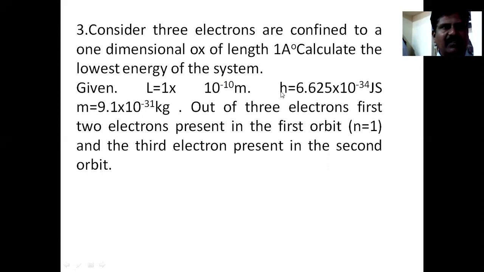This is the Planck's constant, the value of h. And the mass of that electron is 9.1 into 10 to the minus 31 kg. Out of 3 electrons, the first 2 electrons are present in the first orbit according to your electronic configuration, that is the ground state, n is equal to 1, and the third electron is present in the second orbit. The maximum possible number of electrons in the first orbit is 2, that's why 2 electrons exist in the first orbit.